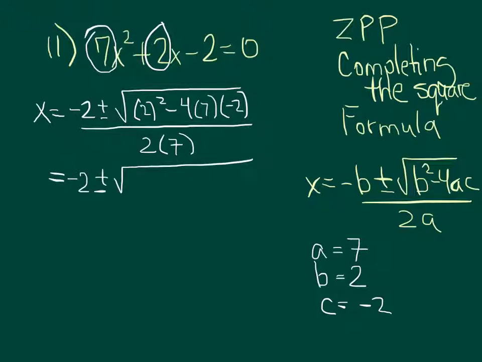Now, order of operations says I must simplify within this radical first. So I get 4, and then a negative times a negative is a positive. 4 times 7 is 28, times 2 is 56.